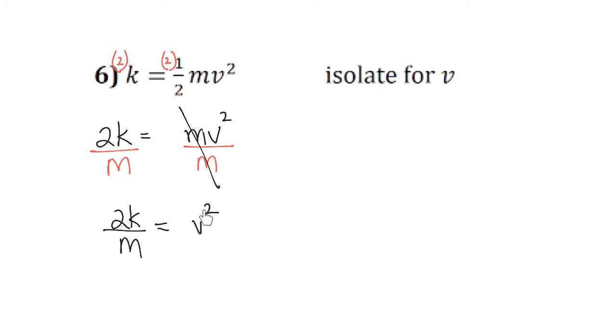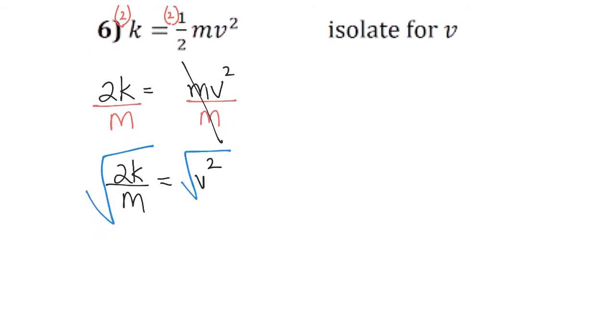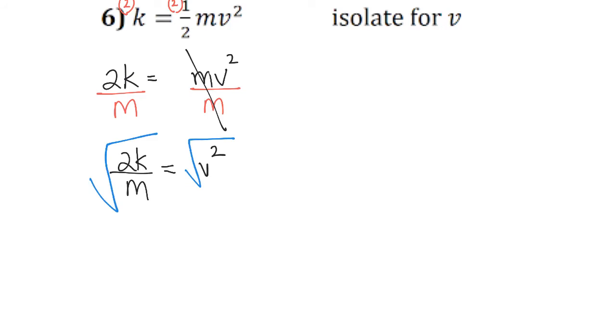So now, how do we get rid of this squared? Remember that the opposite of something squared is a square root. So we are going to square root both sides of our equation or our formula. And so what are we left with? Well, on the right-hand side, the square root and the squared are going to cancel each other out and they're going to disappear. So all that's going to be left is a lowercase v. On the left-hand side, again, nothing you can really do here, so you're just going to recopy. So we've now successfully isolated for v.